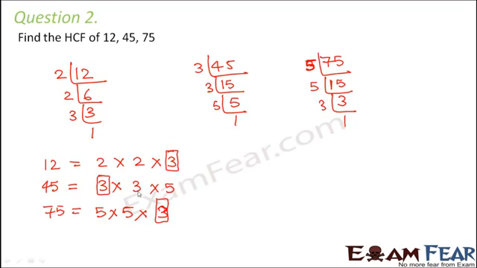So what is the other common factor? 2 is not a common factor because it is not present in all of them. 5 is a factor of 45, 5 is also a factor of 75, but 5 is not a factor of 12. So what would be the HCF? The only common factor is 3. So the HCF of 12, 45 and 75 would be 3.